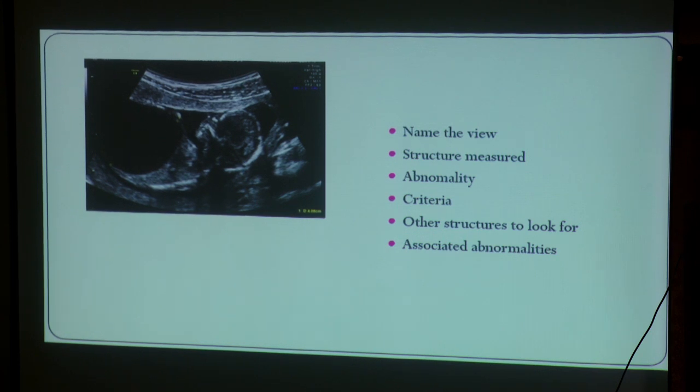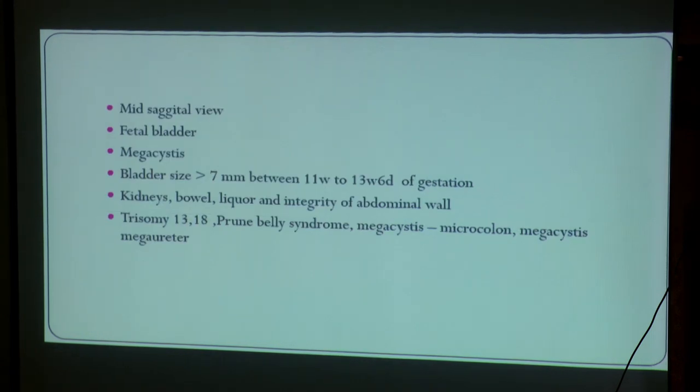To confirm if it is bladder, we have to turn on the Doppler and look for umbilical arteries on either side of the bladder. And the bladder size is abnormal, that is bladder size more or equal to 7 mm between 11 weeks to 13 weeks 6 days. That is during early NT scan, if the bladder size more than 7 mm, it is megacystis.